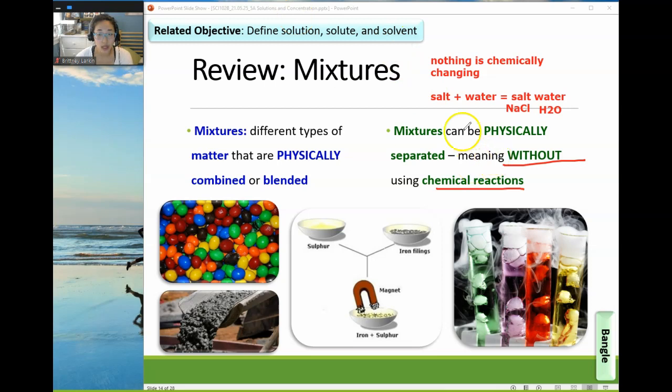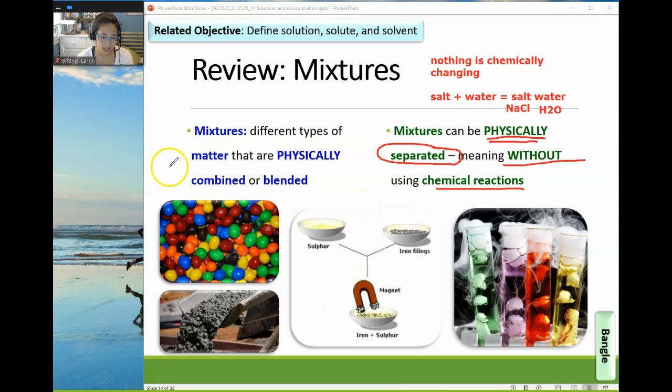In the same way, we're talking about this idea of separation during our brainstorm today. So these things, since they're physically combined or blended, can also be physically separated. For example, with the filter paper, which we'll talk a little bit more about at the end of this lesson.